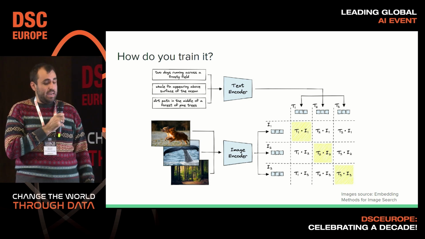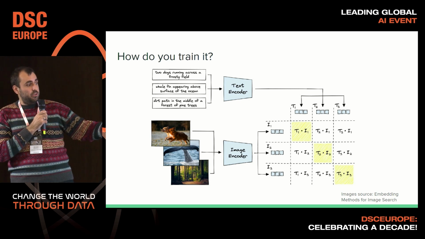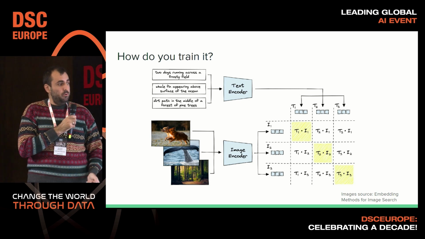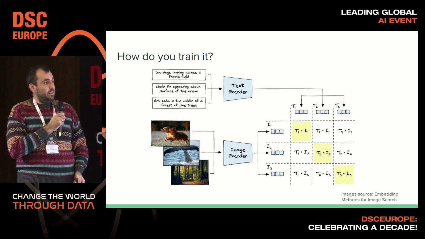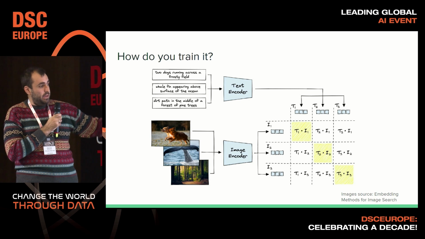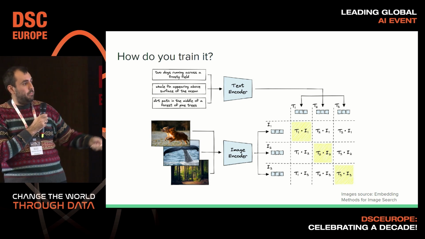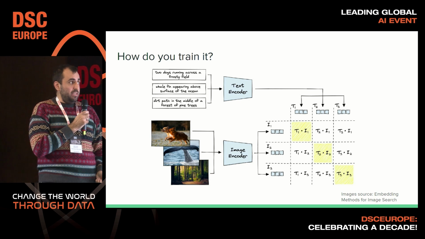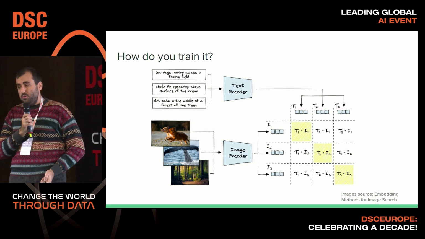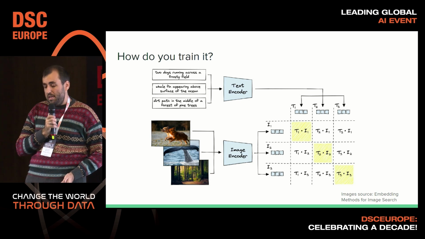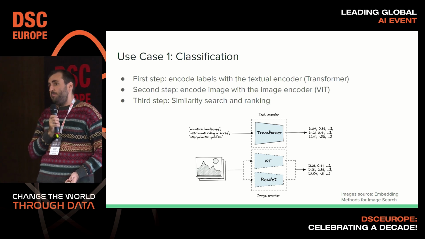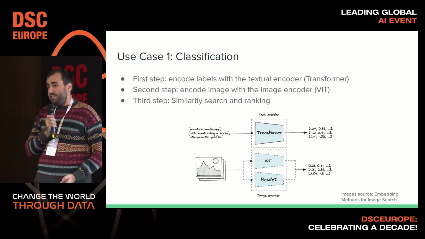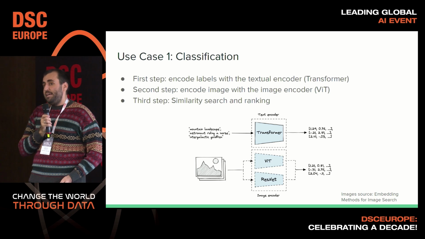But the idea on the right is again the same. We have the textual embeddings, we have the visual embeddings, and when we do the scalar product, we want to have a small distance between same pairs and a large distance between varying pairs. So where can you use these types of models? Obviously, you can use them for image classification. We encode the labels with the textual part. We encode the images with the image encoder, which can be, for example, a visual transformer. And then we can do similarity search and ranking.